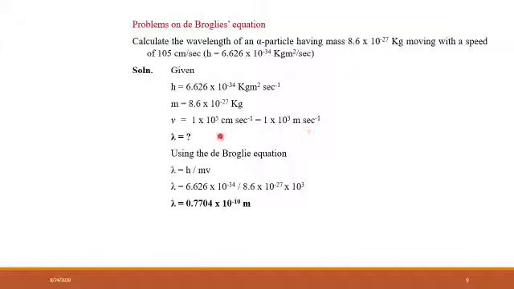Now the only thing asked in the problem is to calculate the wavelength associated with the particle. Using the de Broglie equation, lambda is equal to h upon mv, we can calculate the value of lambda. If you substitute the values for h, m and v, the value comes out to be lambda is equal to 0.7704 into 10 raised to power minus 10 meters.